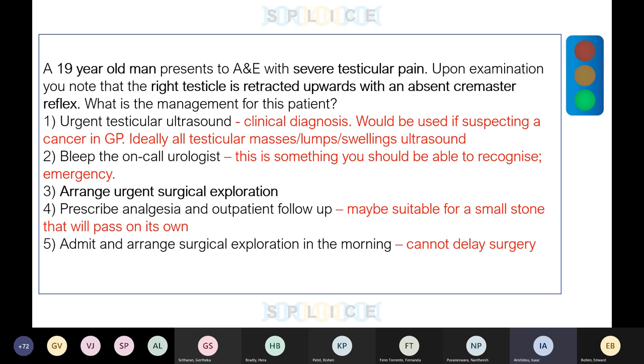Prescribe analgesia and outpatient follow-up. If it was colic, like a renal stone, this would be acceptable if it was small, but obviously not for this. It's a different presentation. And basically, the fifth one's wrong because you just can't delay the surgery. It's got to be done straight away.